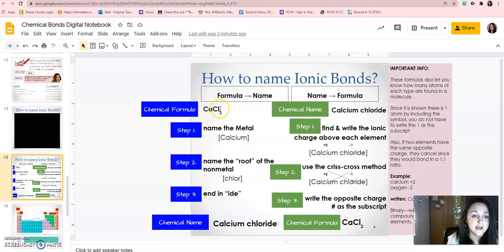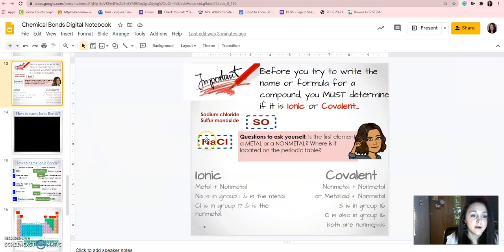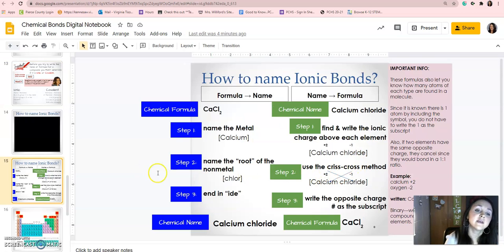Then I need the second part. And so ionic is pretty simple. All we do is take the first part of the word and put IDE on the end. So this is chlorine. So I'm going to do chloride, calcium chloride. So I name the metal, first part of this nonmetal, and put "ide" on the end. So calcium chloride. So right here I named the metal sodium, first part of the second nonmetal, and then we're going to put chloride.